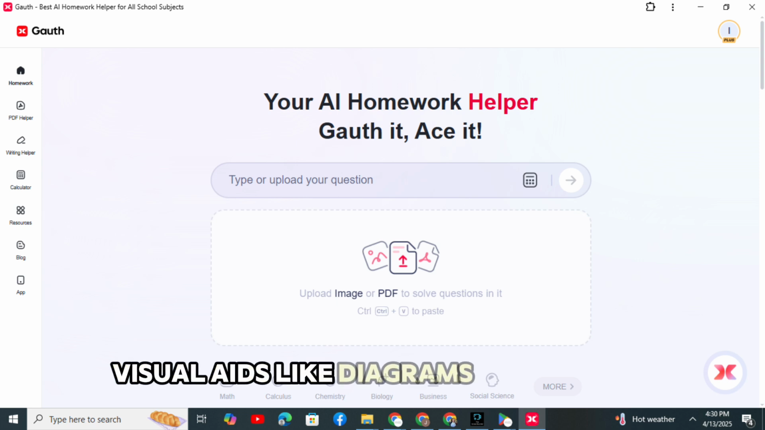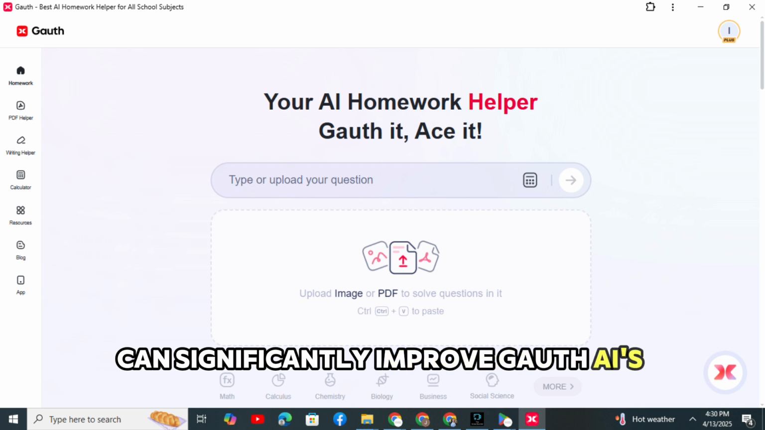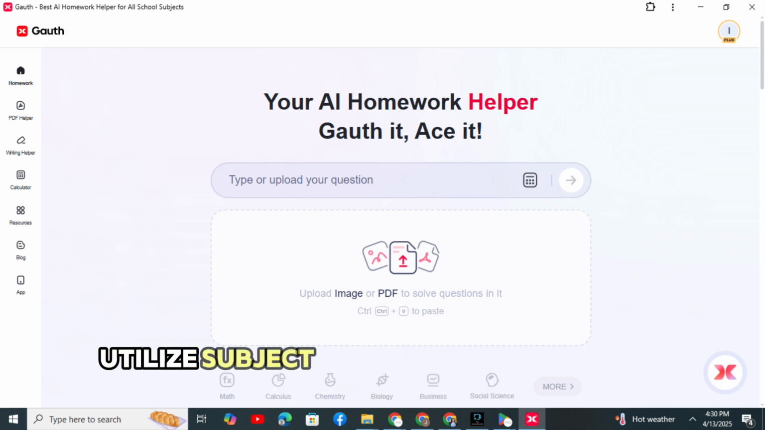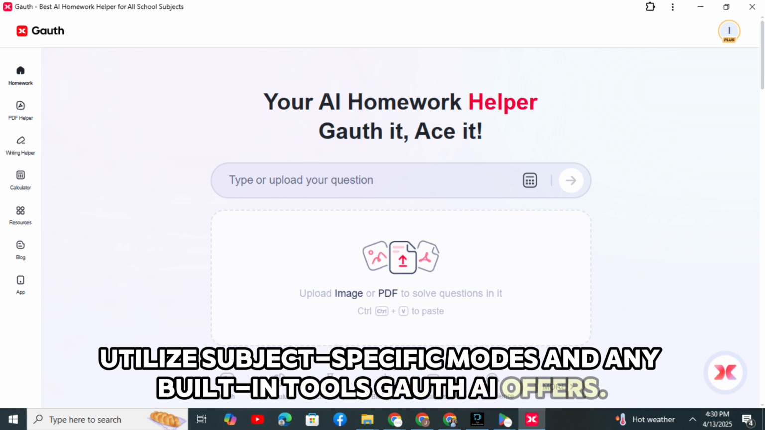Visual aids like diagrams and graphs, even photos of textbook problems, can significantly improve Gauth AI's understanding. Utilize subject specific modes and any built in tools Gauth AI offers.